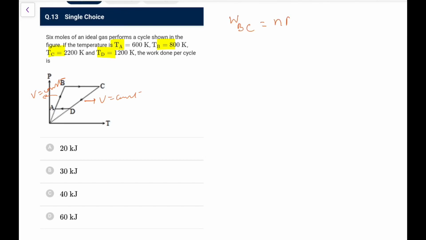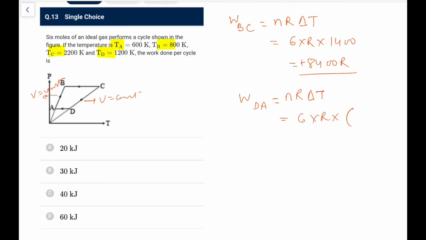I can write it as nR delta T. You know, in isobaric for an ideal gas, P delta V can be written as nR delta T. So 6 into R into delta T, TC minus TB, that is 2200 minus 800, that is 1400. So 14 times 6, we have 84, so 8400 R, positive work. And WDA is again nR delta T, the same result for isobaric. 6 into R delta T, TA minus TD, that is 600 minus 1200, minus 600, so minus 3600 R. So the net work done would be 8400 minus 3600, that is 4800 R, that is what I am getting.